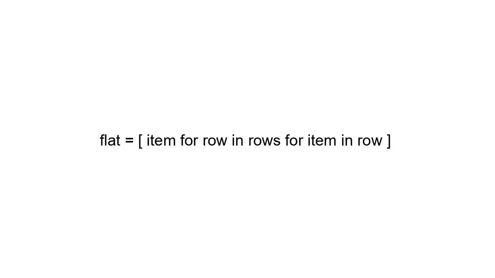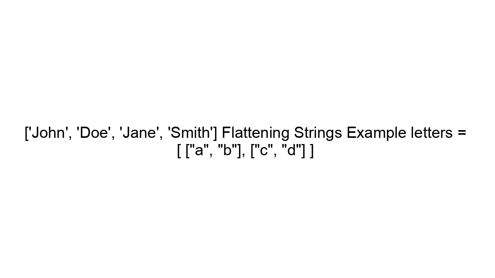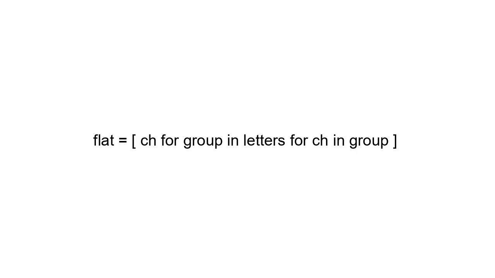Real-world example. Flattening CSV rows. flat = [item for row in rows for item in row]. Output: John, Doe, Jane, Smith. Flattening strings example. letters = ["A", "B"], ["C", "D"]. flat = [ch for group in letters for ch in group]. Output: A, B, C, D.